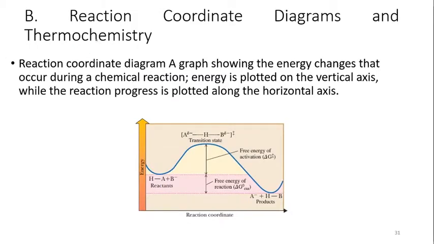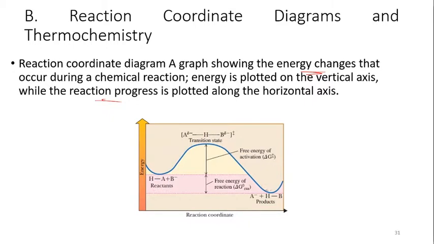We use the reaction coordinate diagram to show the flow of energy, or the energy changes, during a chemical reaction. The vertical axis shows the energy, and the reaction coordinate, the horizontal x-axis, shows the progress of the reactant into the product, or the progress of my reaction. It is not a time plot, so it is not against time.